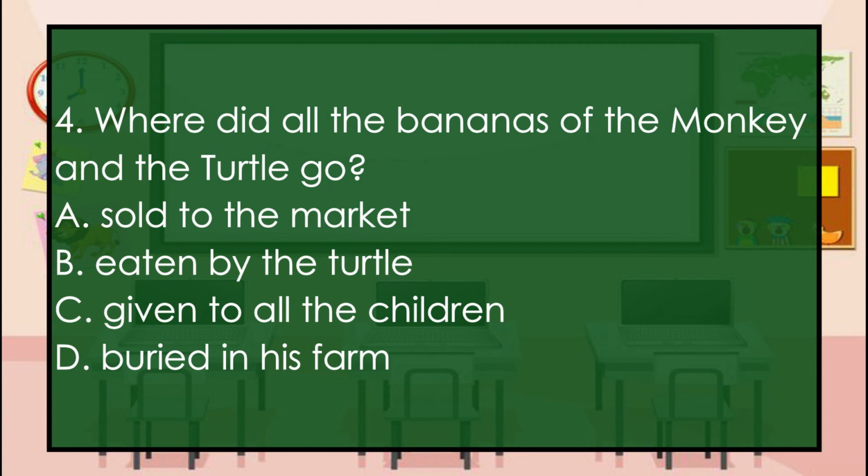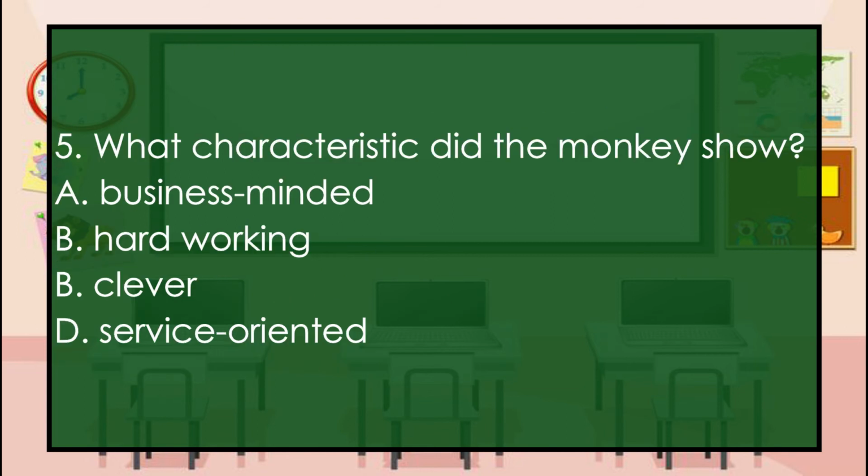Number 4. Where did all the bananas of the monkey and the turtle go? A. Sold to the market, B. Eaten by the turtle, C. Given to all the children, or D. Buried in his farm. Last number. What characteristic did the monkey show? A. Business-minded, B. Hardworking, C. Clever, D. Service-oriented.